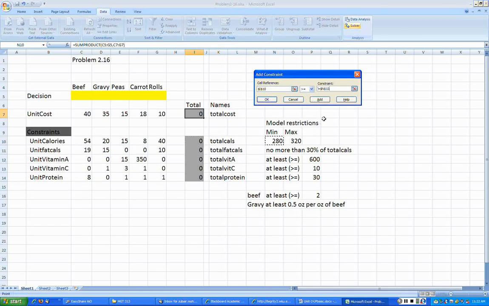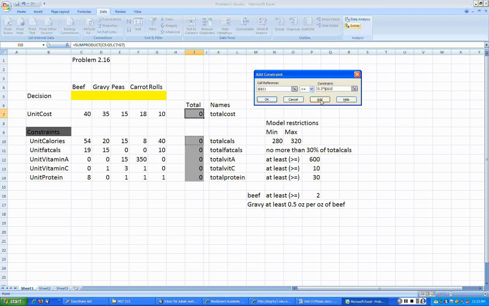We got the second restriction. Add, go to the third one. The total fat calories that you get should be no more than, so that is less than or equal to 30%. 30% is 0.3 times the total calories. So this is where we compute total calories. It should be less than or equal to 0.3 times item. So you can do this kind of multiplication, that processing you can do. So we took care of that total fat.